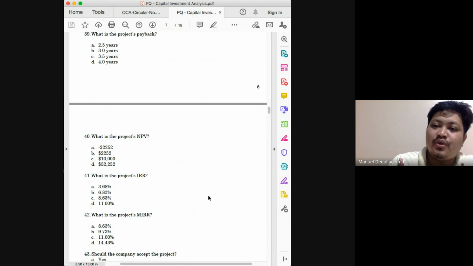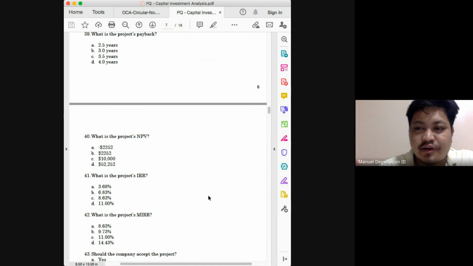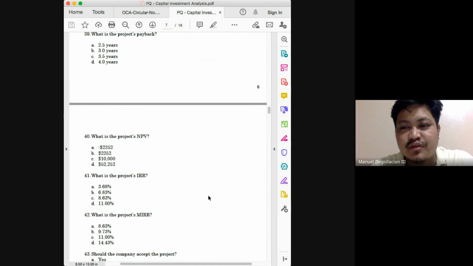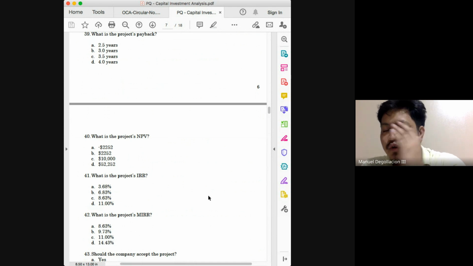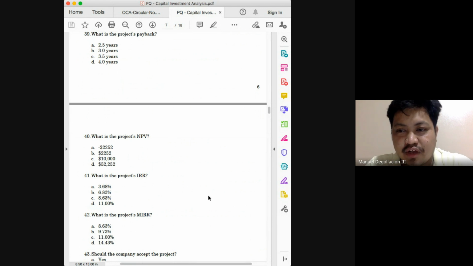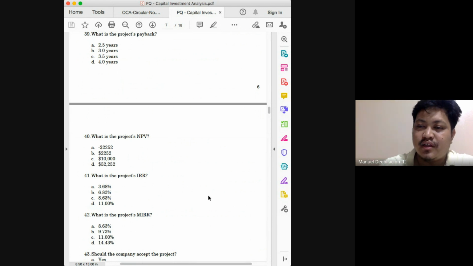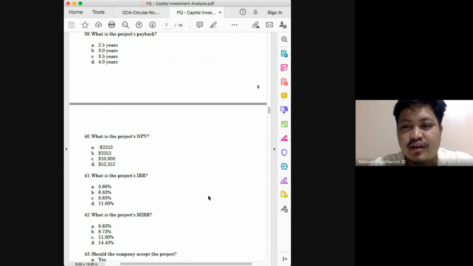Next step, you get the future value or the terminal value of your inflows. Okay, you get the future value of your inflows as of the end of the project. So outflows, you bring them to year 0. Inflows, you bring them to the last year of the project. And with that, you would end up with 2 remaining cash flows.